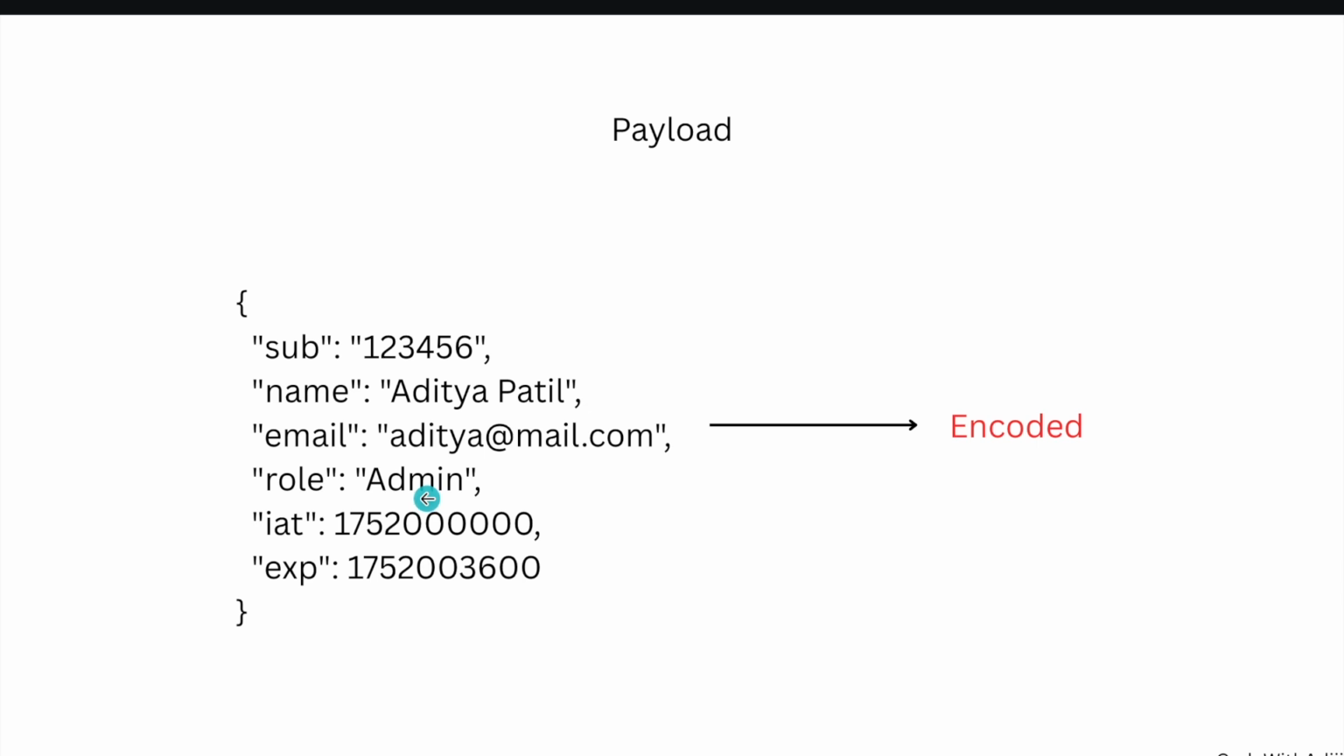And here is a very important thing. The payload is encoded. It is not encrypted. That means anyone who gets the token can read this information. They can go to the jwt.io site, paste the token there and directly decode it. So it is not encrypted. So never store passwords, OTPs, credit card numbers, API keys, or any secret information inside a JWT. JWT is meant to identify the user, not to hide sensitive data.